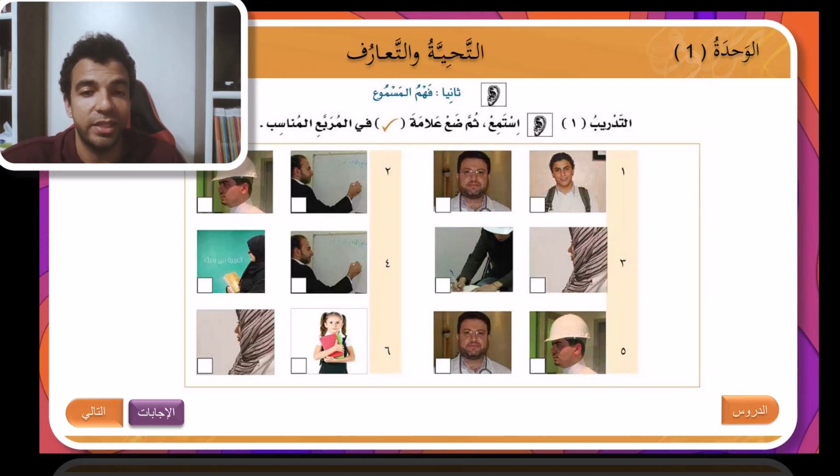Okay, now let's see the answers if it's like what you have chosen or not. For واحد, طبيب. For اثنان, مدرس. For ثلاثة, طبيبة. For أربعة, مدرسة. For خمسة, مهندس. For ستة, طالبة. Absolutely, absolutely perfect. Thank you so much.